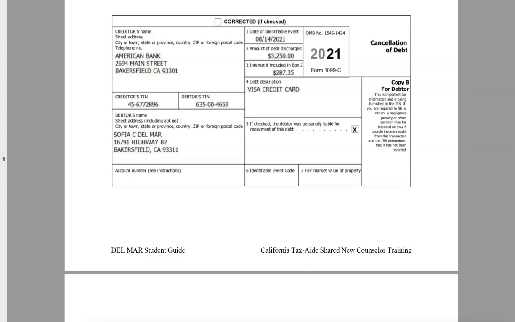Although for the Tax-Slayer program as a whole, write-offs of debt that involve a main home are in scope, in California, for the California Tax-Aide program, the only cancellation of debt that is in scope is non-business credit card write-offs, which is what this is. The reason main home cancellation of debt is not in scope is that on the state return, California treats that write-off differently, and that unduly complicates the return.